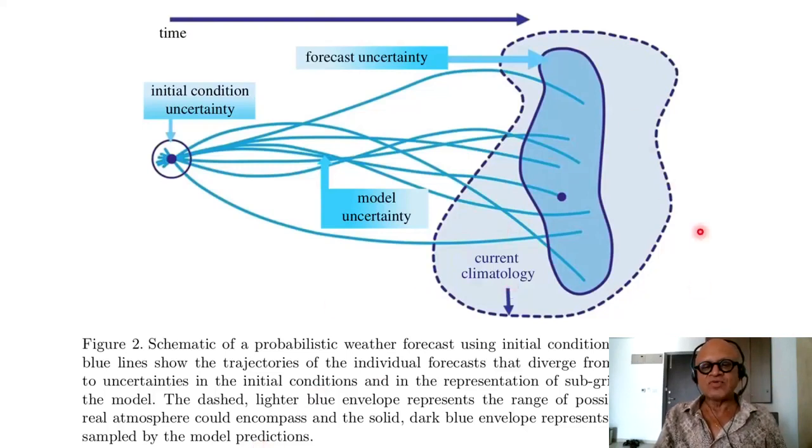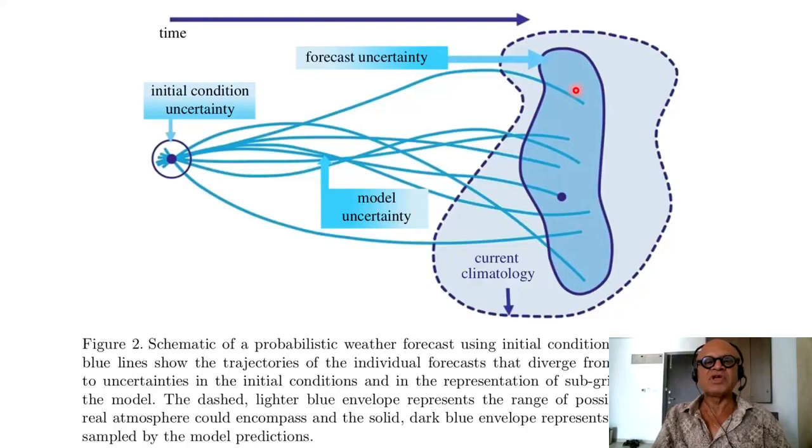The dashed lighter blue envelope represents the range of possible states that the real atmosphere could encompass, and the solid dark blue envelope represents the range of states sampled by model projections. When you make forecasts, there is a climatology, and if the model says tomorrow will look like climatology, then the model is not considered skillful. When it deviates from climatology, it is indicating a signal, and of course that signal can have large uncertainty like this. So this is forecast uncertainty.